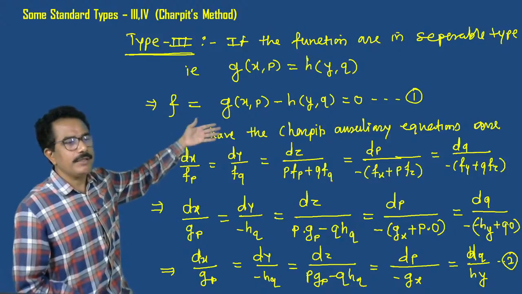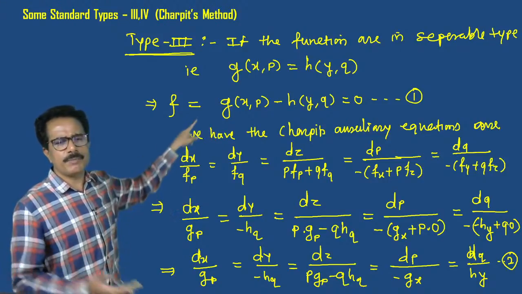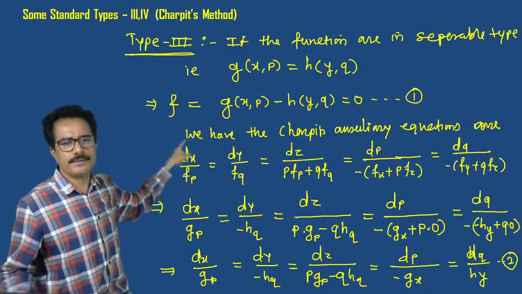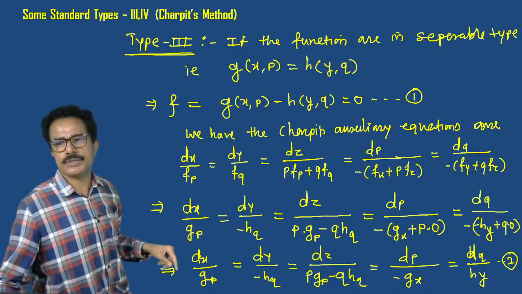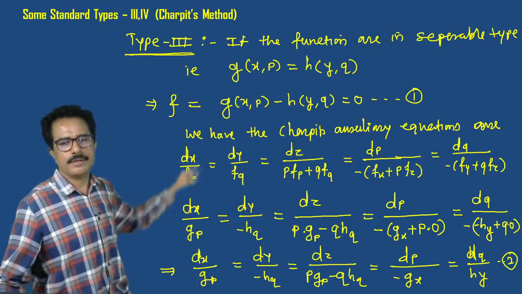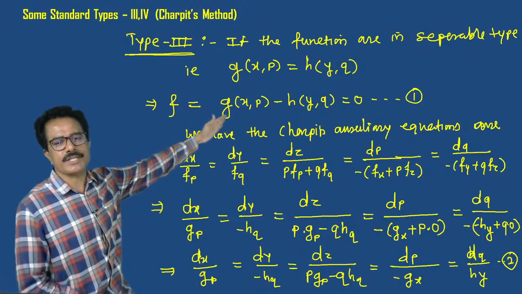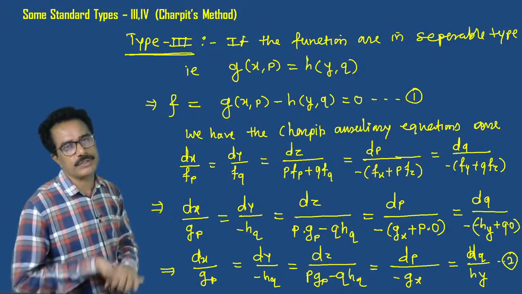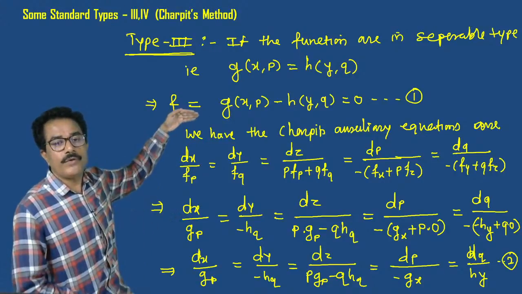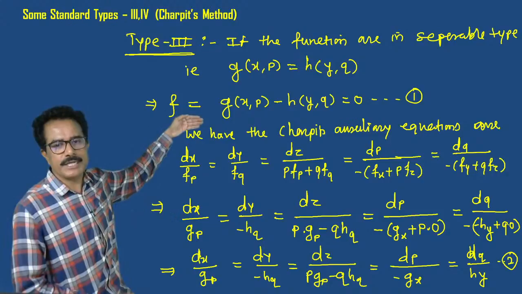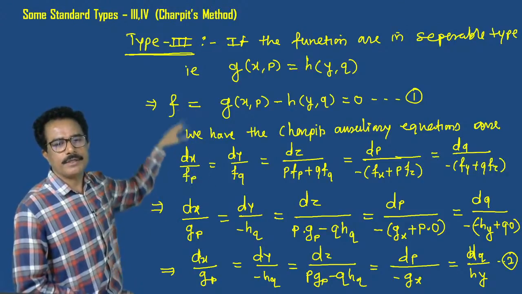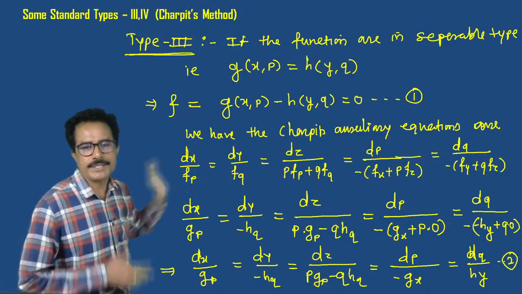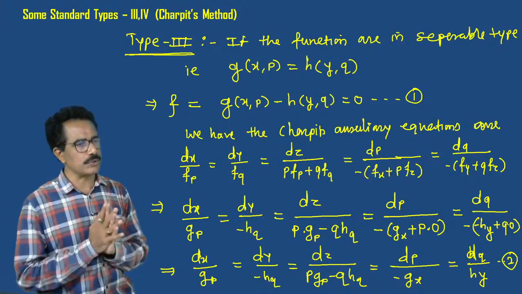Now, suppose we consider this as f, the total f. F means g of x comma p, where g is a function of x and p, plus h, a function of y and q, which is equals to 0. So for the purpose of Charpit's auxiliary equations, we have to write this. So Charpit's equation is this. Now our aim is to solve this.